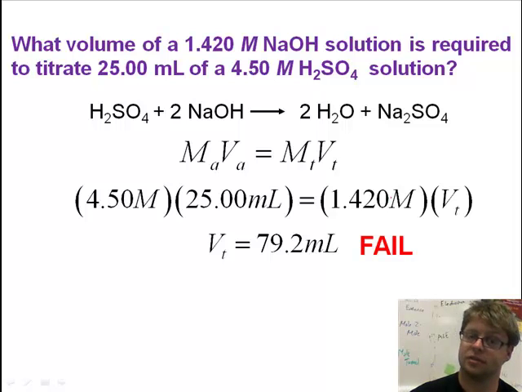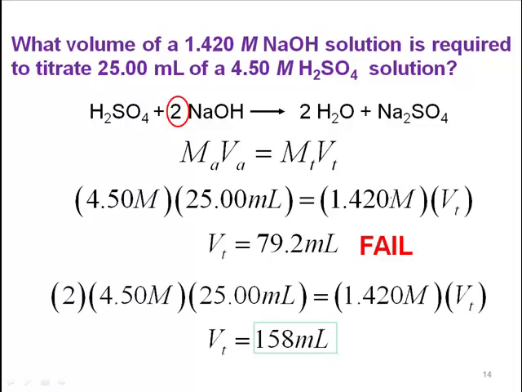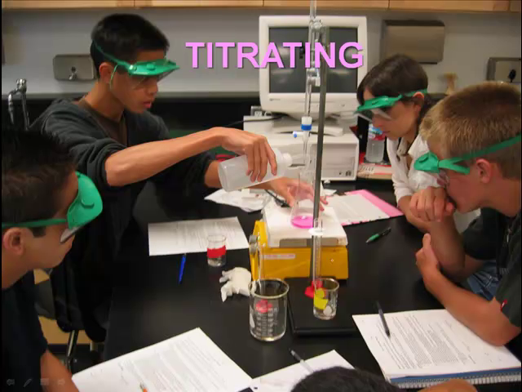However, that's not the right answer. Why doesn't it work? Because we've got 2 sodium hydroxides for every 1 sulfuric acid. So there's our correct answer. That is how to do it using this equation. So the trick is here, we've got the 4.5 molar sulfuric acid, 25 milliliters, and you put the 2 here on the opposite side of what you're including the information in.